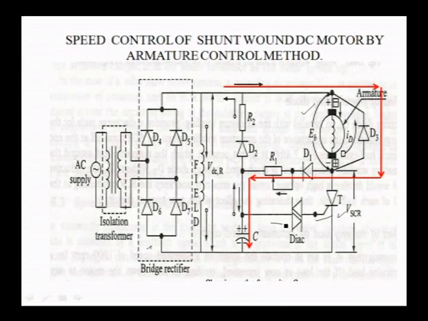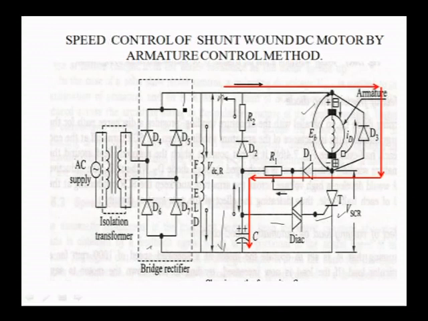During the positive half cycle, we get a pulsating DC across these terminals, and this is applied to the field winding. This is how we get a pulsating voltage here. This is the output of the rectifier. This is a shunt field winding connected across the armature, so the voltage applied to the field winding will be constant, whereas the voltage applied to the armature will be variable, using the thyristor.